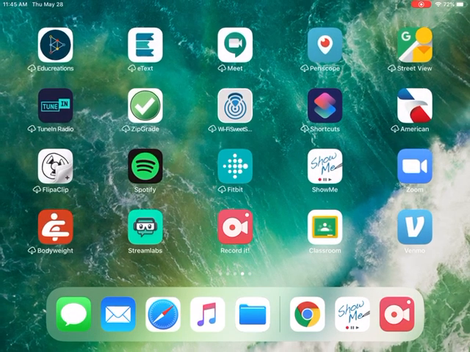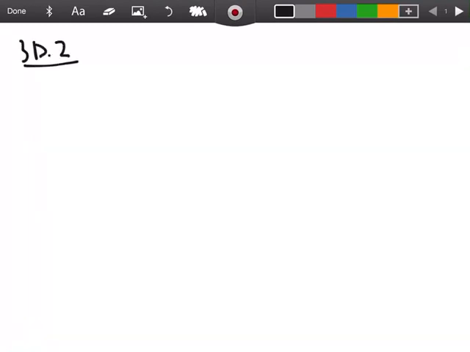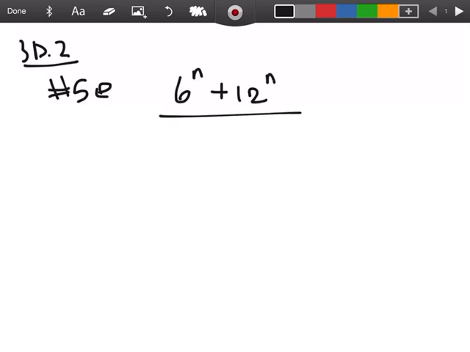Okay, let's see, I am working problems from chapter 3, let me write this down, 3D.2, and we're looking at number 5, and let's look at 5e, and see how we can figure this out, how we can simplify this. So it's 6 to the nth power plus 12 to the nth power, all over 1 plus 2 to the nth power.